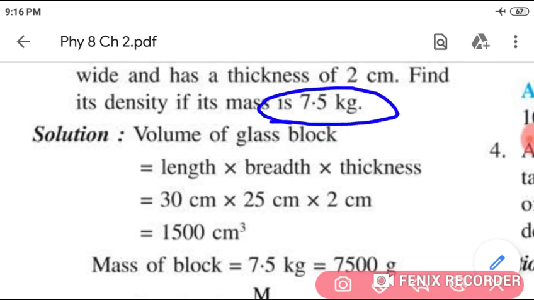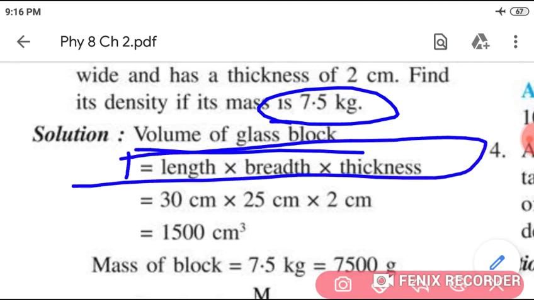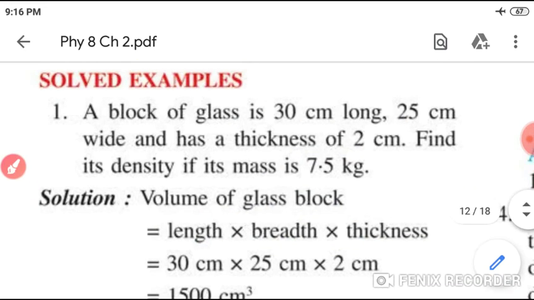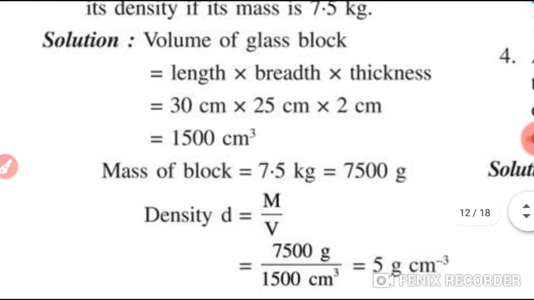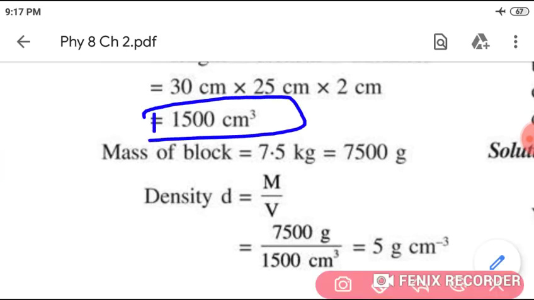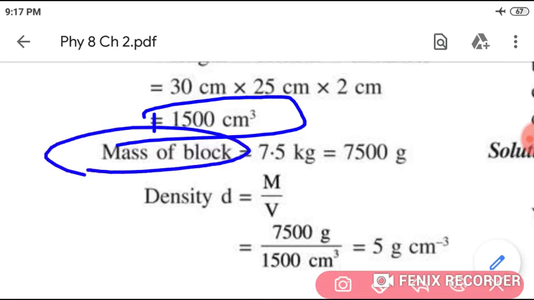Student, first of all, find out the volume of this glass block. Which formula will we use? L into B into H, or L into B into thickness. Here thickness is given. So when you find its volume, what will the solution be? 1500 centimeter cube.